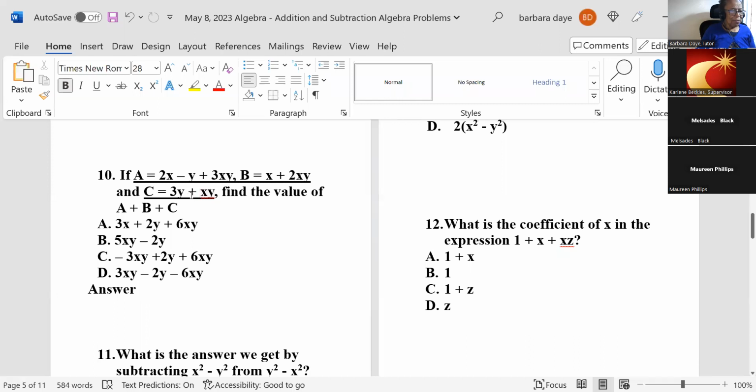3xy. Answer it between A, C, and D, okay? So we have 3xy. Let's see if I'm right. Yes. She didn't hear me. I would say the answer is D, I'm guessing. No, 3xy.